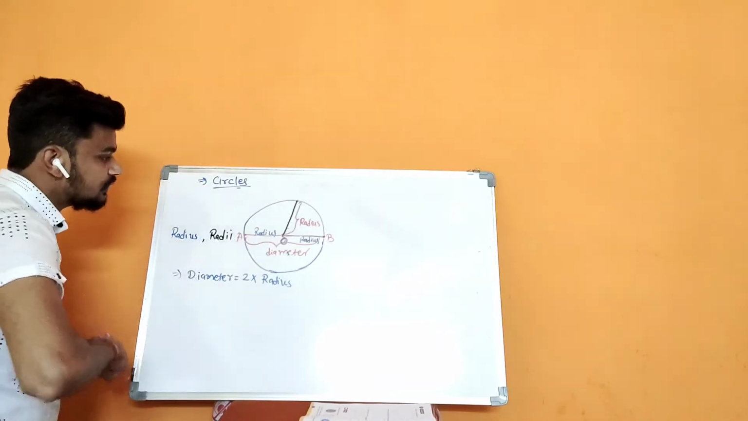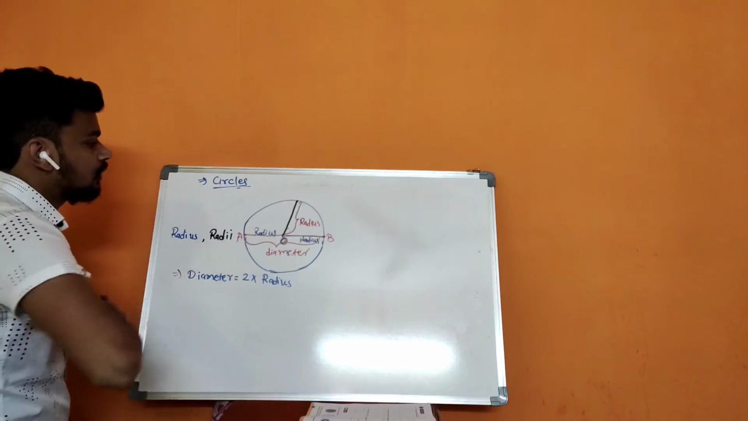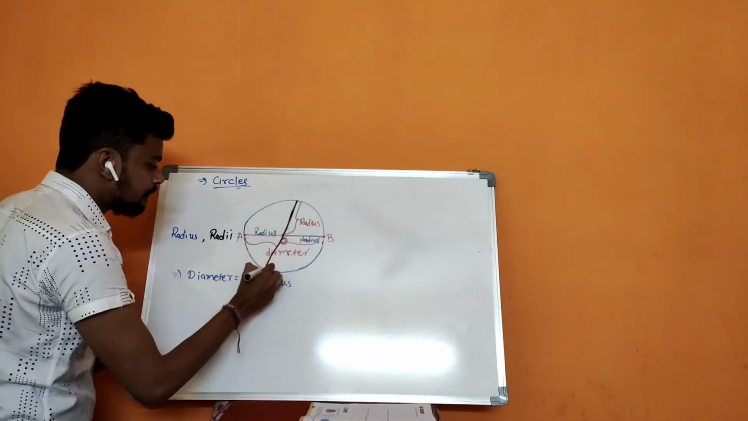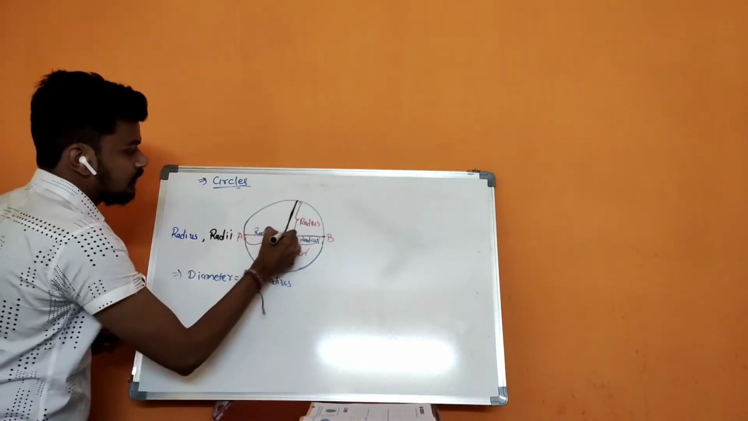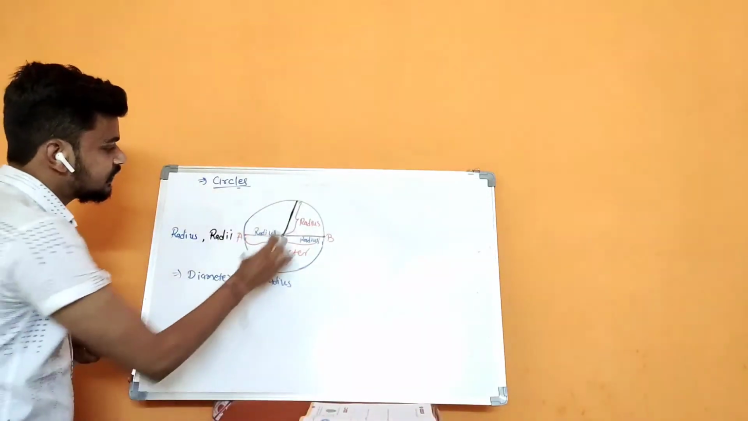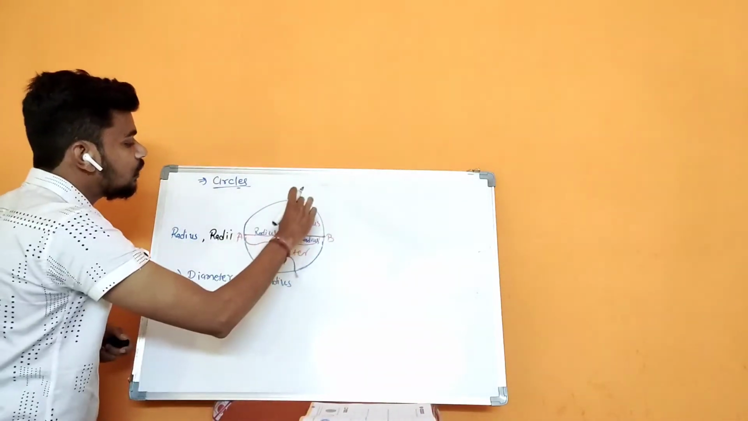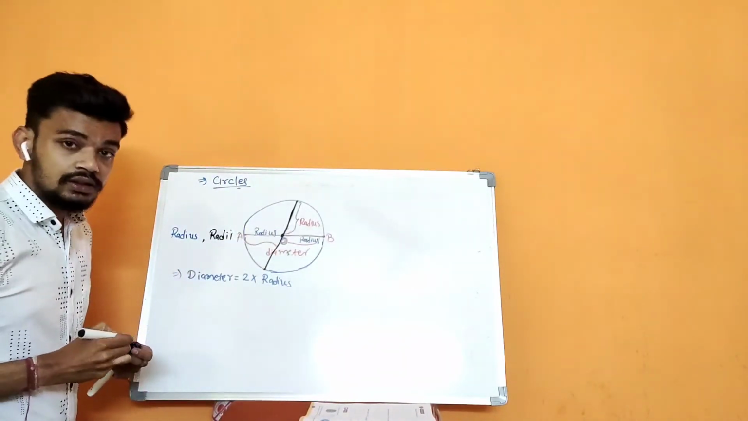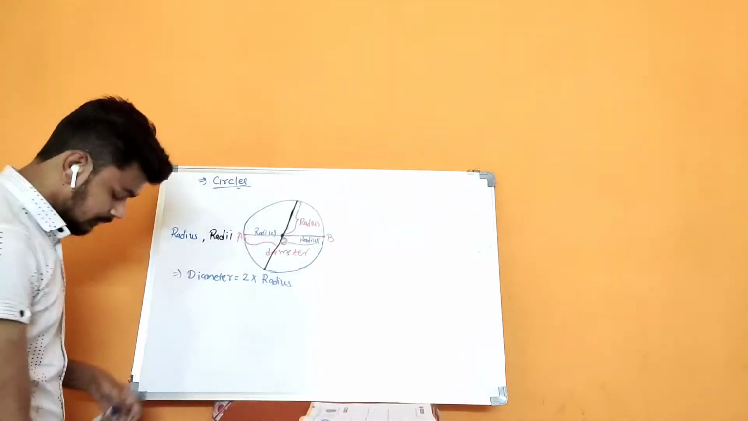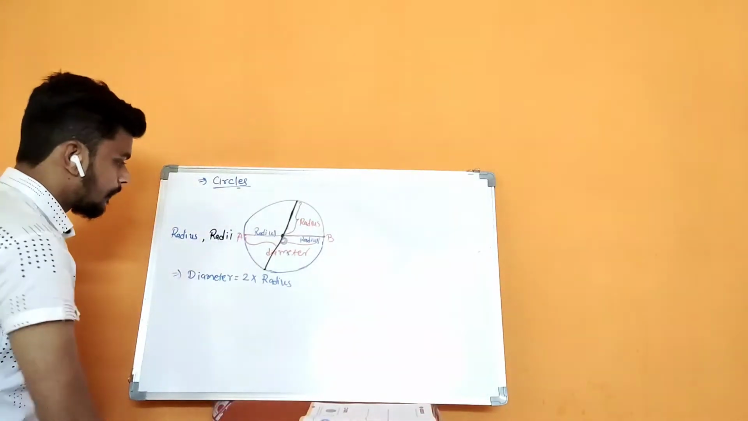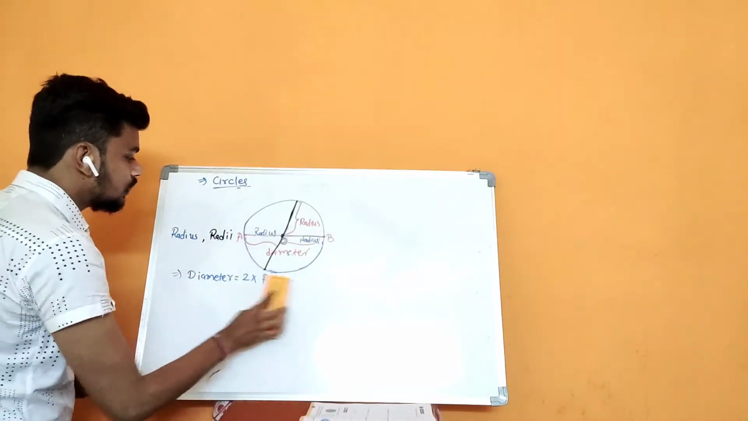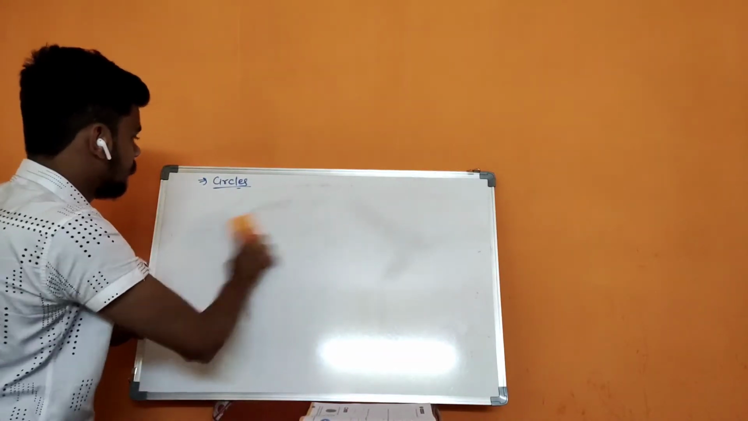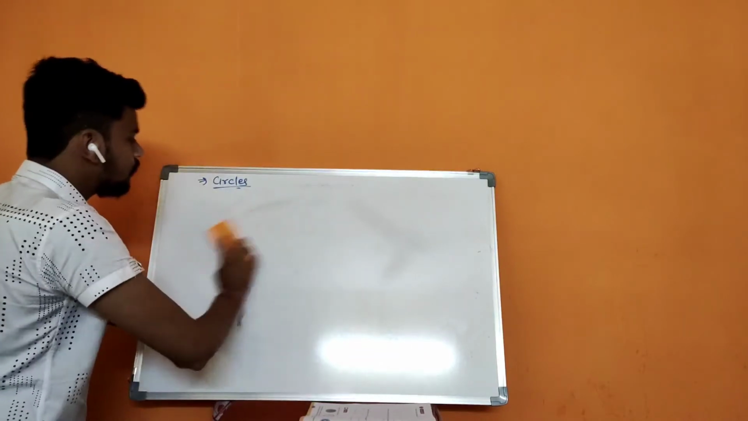Then say for example we can select another line segment also, which should pass through the center of the circle, so that is also the diameter of it, and on that one also we get the 2 radius, from which we can define the diameter of it. Understood? Okay. Next is chord. Okay, see, these all are the components of the circle.